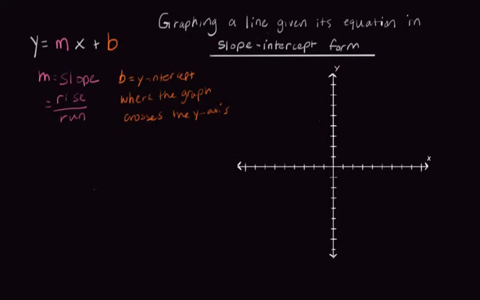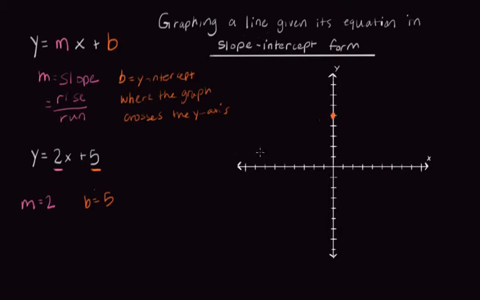So let's actually give ourselves an example here. Let's take y equals 2x plus 5. So we can identify here that 2 is the slope, so m equals 2. And then b is the y-intercept, so b equals 5. So the graph crosses the y-axis at 5. So 1, 2, 3, 4, 5. So the graph crosses the axis right here.